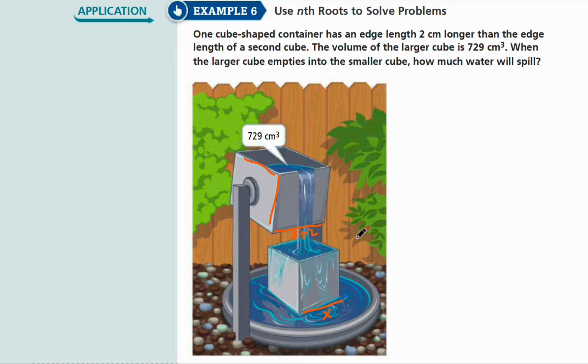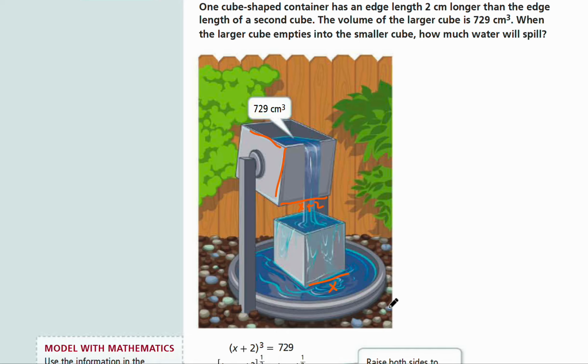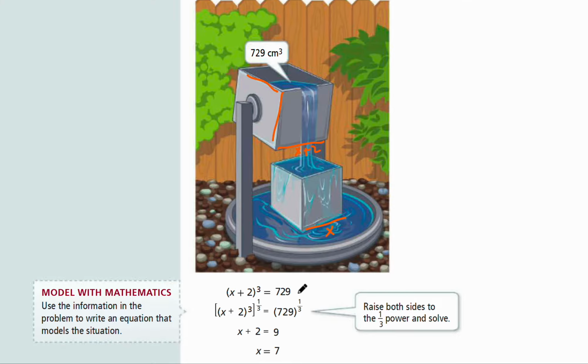And then once we figure out x, we can figure out the volume for the smaller cube, and then we can subtract them to figure out the volume of the water that will spill. So first of all, set up the equation, solve for x, which is 7. And your x could only be positive numbers. It doesn't make sense that edge length is going to be negative, right? So if you have any negative numbers in this situation, it's not going to work.